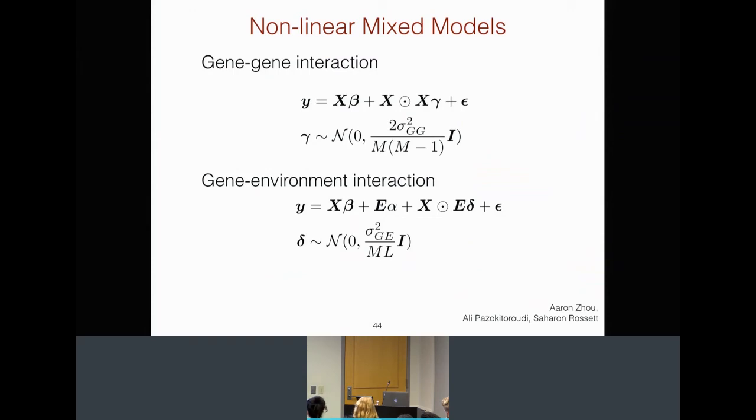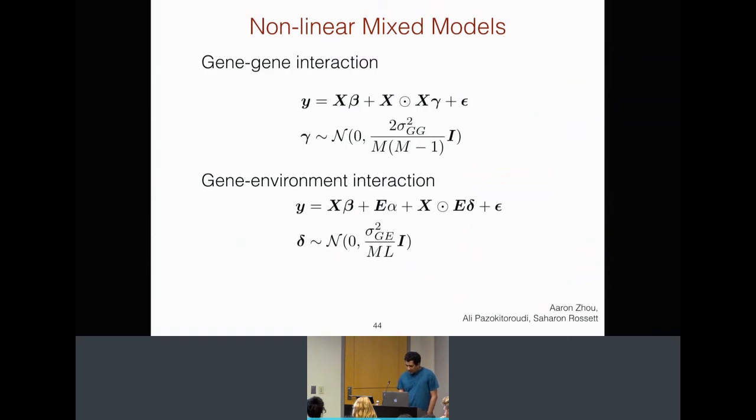The question is, how do you avoid the blow-up? If you have all pairwise combinations, you have m squared features, or m times L features. Even linear time in that setting is not good enough. But it turns out there is additional structure in this problem that allows us to make these estimates without explicitly computing these quantities. You can compute them in time which is linear in the original number of SNPs and the number of individuals.